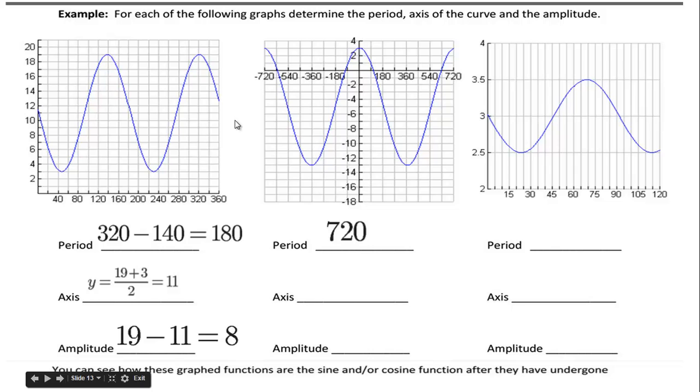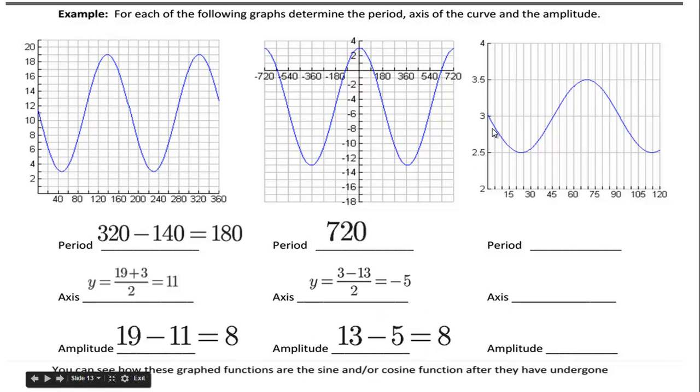Period of the next one, 720. You can see that from max to max, 720. The axis is -5, so that's the average of the max and the min. And the amplitude, again, this isn't really a formula. It's just the difference between 3 and -5, or 13 and 5. Or you just count from -5. We go up 8, and we go down 8 to the bottom. So that's not really a formula. You can find that out in many different ways.